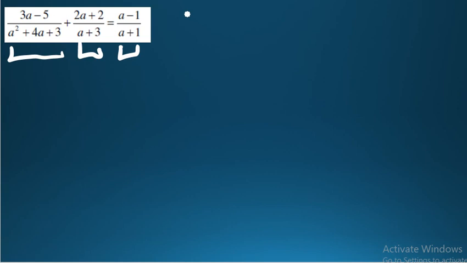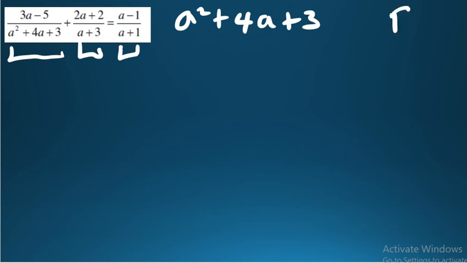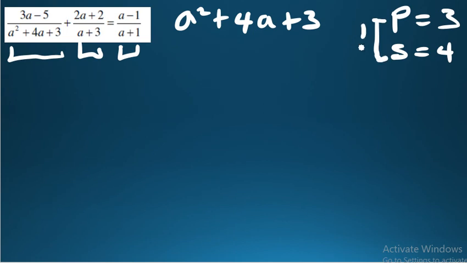So we need to focus on the quadratic here. This quadratic is a square plus 4a plus 3. We have to factorize this if possible. How to factorize? Think of two numbers whose product is the constant term 3, because the coefficient of a square is 1, and whose sum is the middle term, which is 4. Obviously those numbers are 1 and 3. 1 multiplied by 3 will give you 3, and 1 plus 3 will be 4. That means, since both of them are positive, I can write it as a plus 1 and a plus 3.